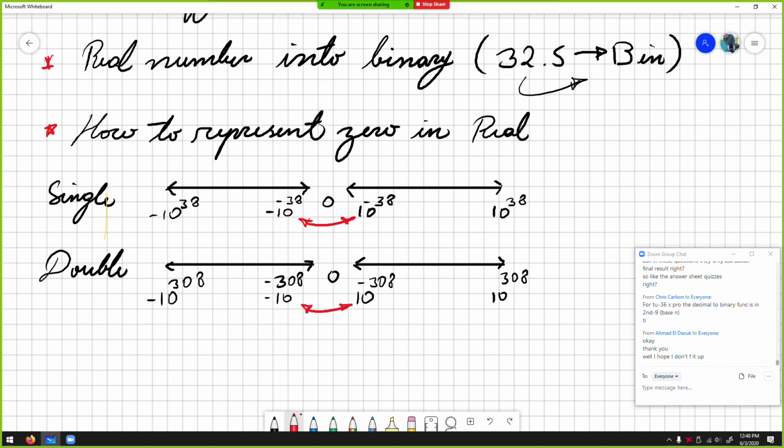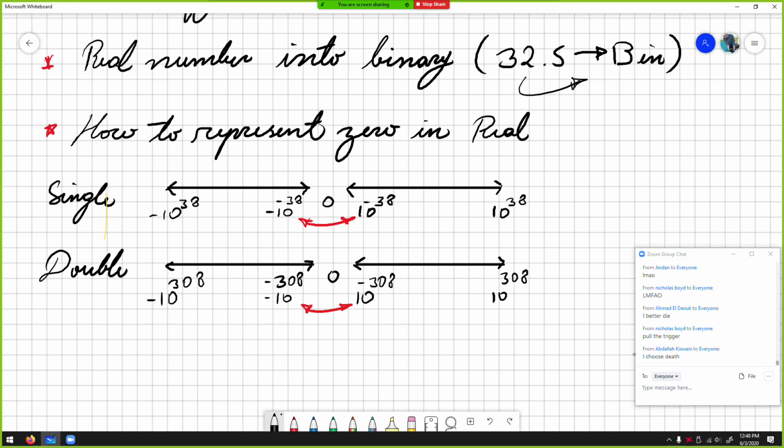So if somebody were to ask you how to represent 0 in single precision, you can either say you represent it as 10 to the negative 38, or you can represent it as negative 10 to the negative 38. Either one of these two will be correct. And in double, you can represent it as 10 to the negative 308, or as negative 10 to the negative 308. These both are very close.